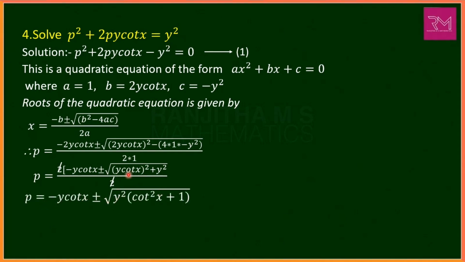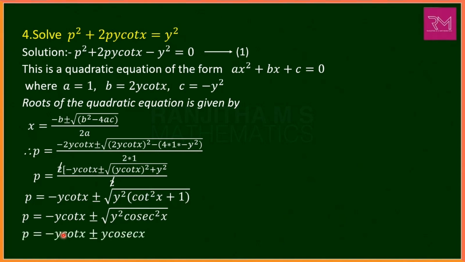We get p is equal to minus y cot x plus or minus square root of y cot x whole square, which we can take as y square cot square x plus y square. Taking y square common, that is y square into cot square x plus 1. Next step, we know that 1 plus cot square x is cosecant square x, so we can substitute that value. That is p is equal to minus y cot x plus or minus square root of y square into cosecant square x. Here square and root get cancelled, so we get y into cosecant x. Hence we get p value as minus y cot x plus or minus y into cosecant x.